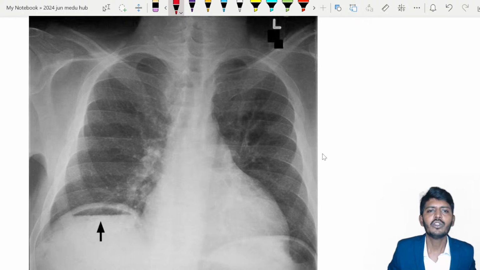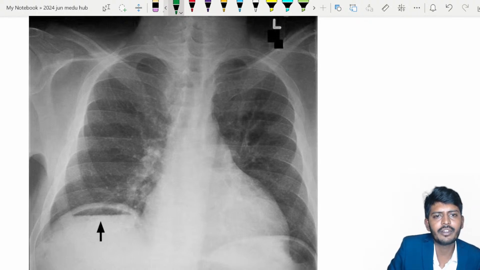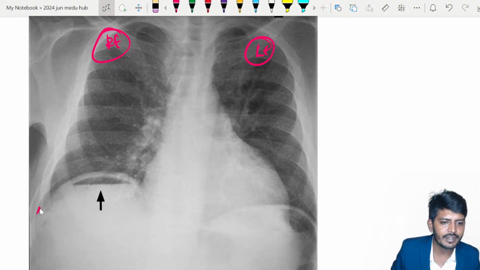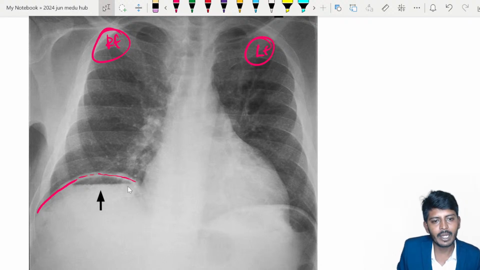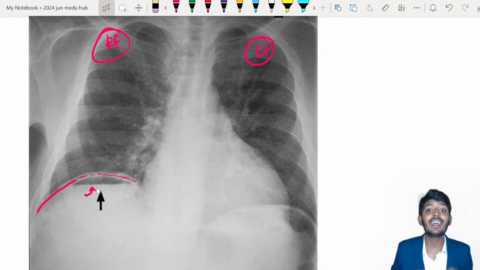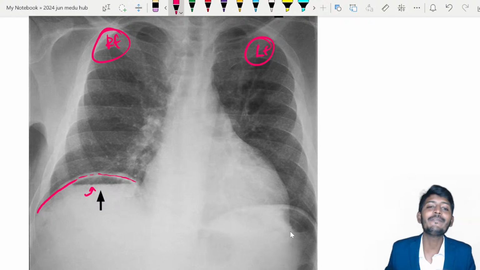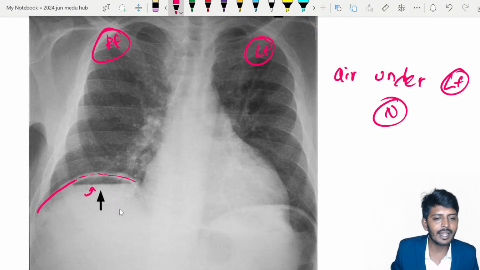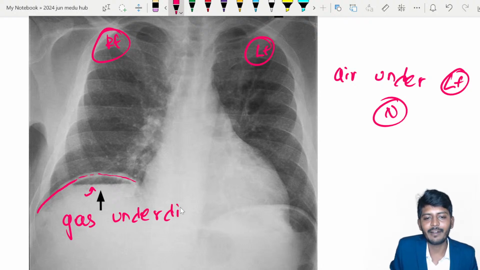Here I wanted to discuss one thing. I want you people to pay a lot of attention, as this is a very important question. This is your left part, this is your right part. Under the right dome, what is there? You can notice, see, this is your diaphragm. Below the diaphragm you can notice some air, but on which side? On the right side. Air under the left dome is normal, but here we call it gas under the diaphragm.